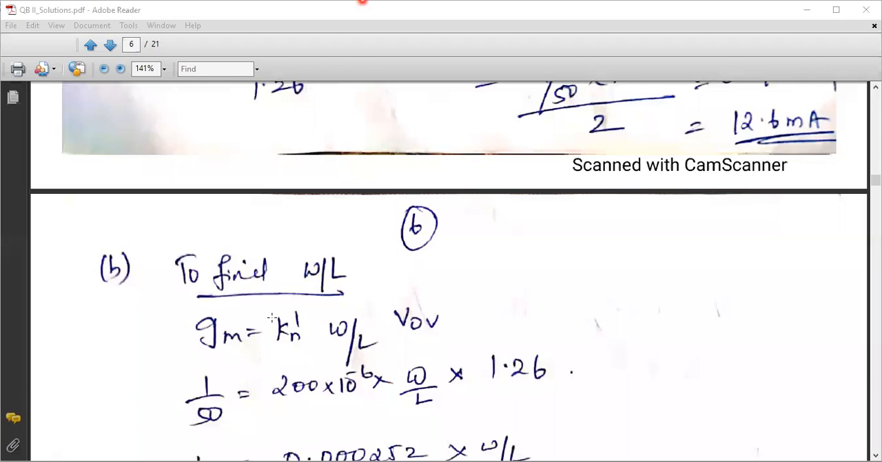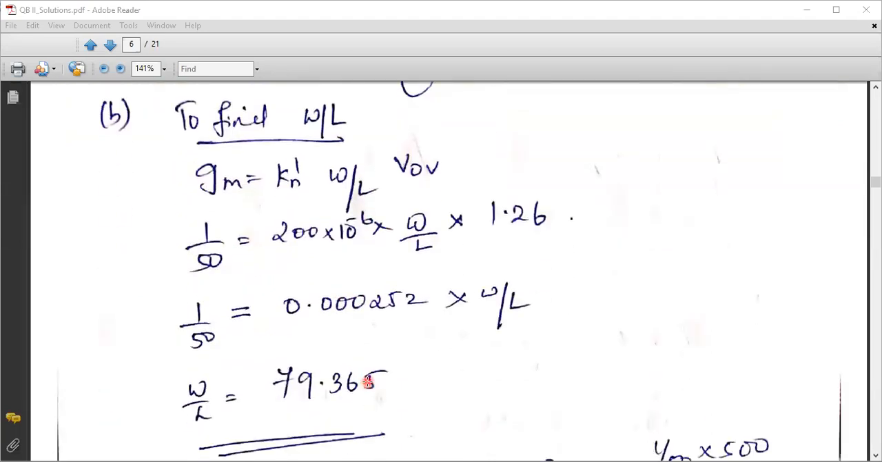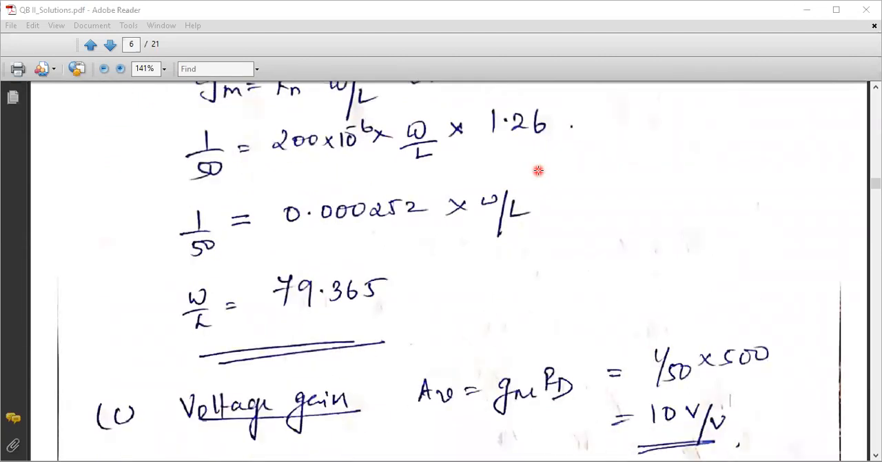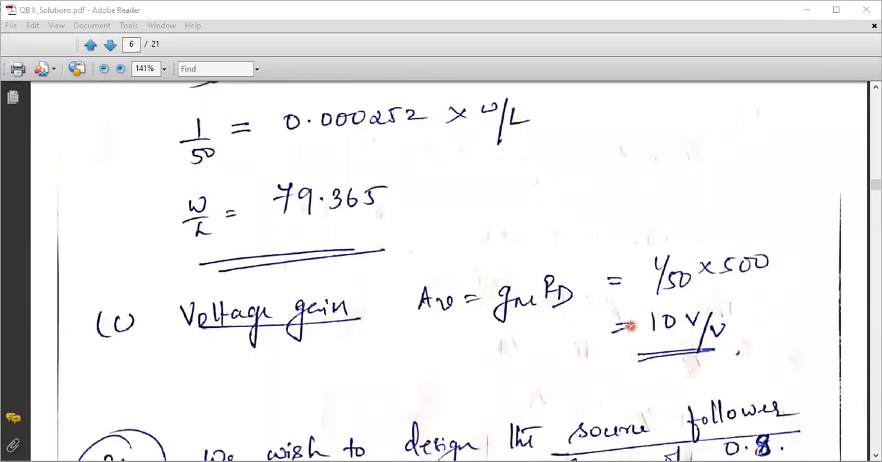Yes, what is the answer for the aspect ratio? Rearrange it. Did you get the same answer? Yes. Yes, 79.36. That is the aspect ratio. And finally, you can write the voltage gain. Already we have computed in the previous sub question also, but you can write the voltage gain is nothing but the product of gm into RD, that will be 10.